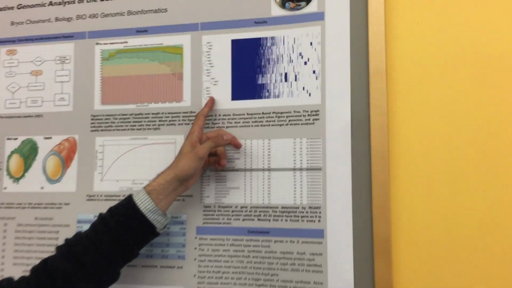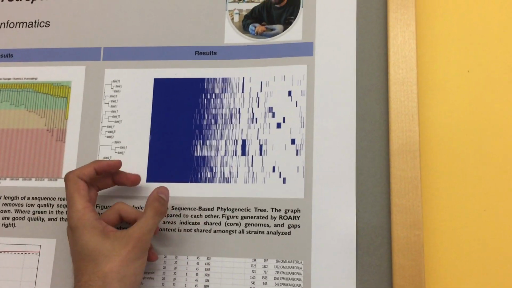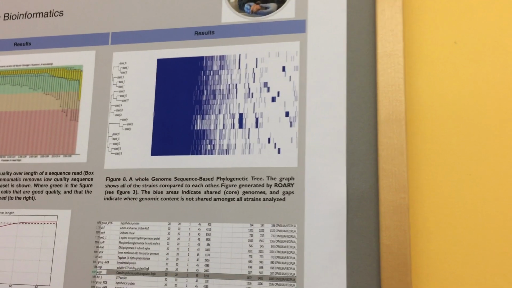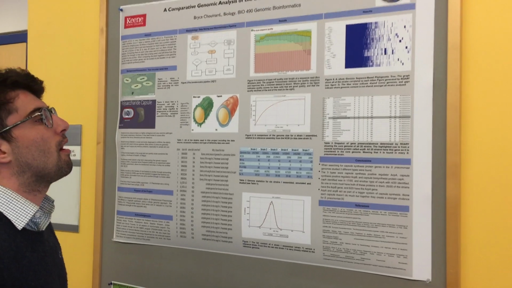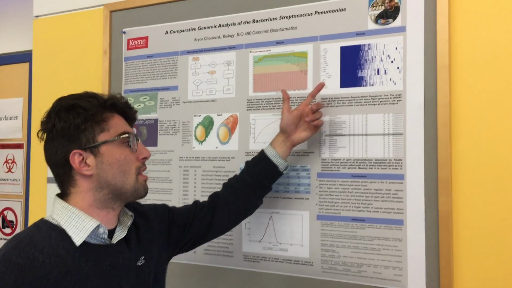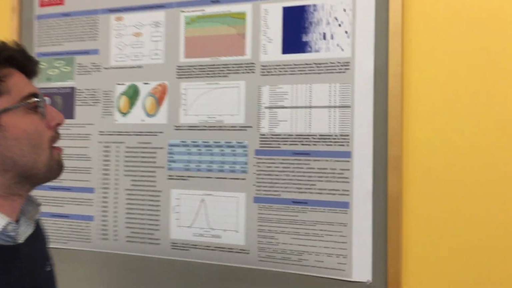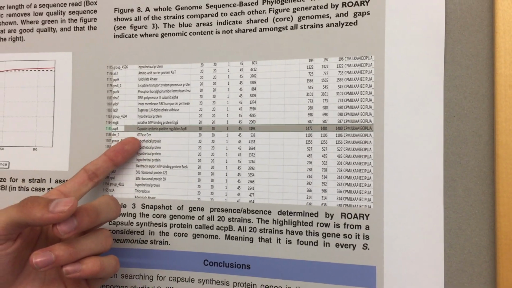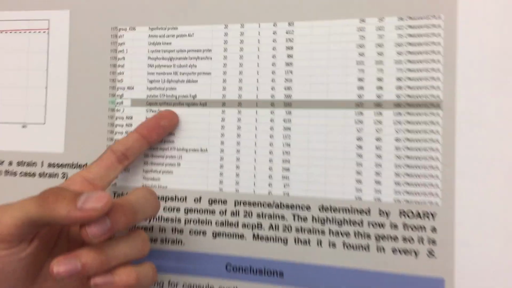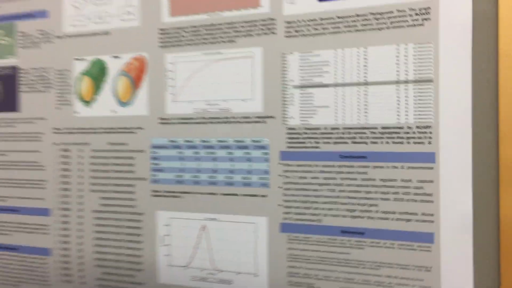Then we get an output folder, which from there we can use to see this, which compares all the strains together. All this blue is the core genome, so that's genes that every Streptococcus pneumoniae strain shares. All of these 20 share, which is important to see because when we see that, we can open up the output folder and it shows which strains have which. This picture is a capsule synthesis protein, and from here you can see that all 20 of the 20 strains have that, so it's something that would be in the core genome.